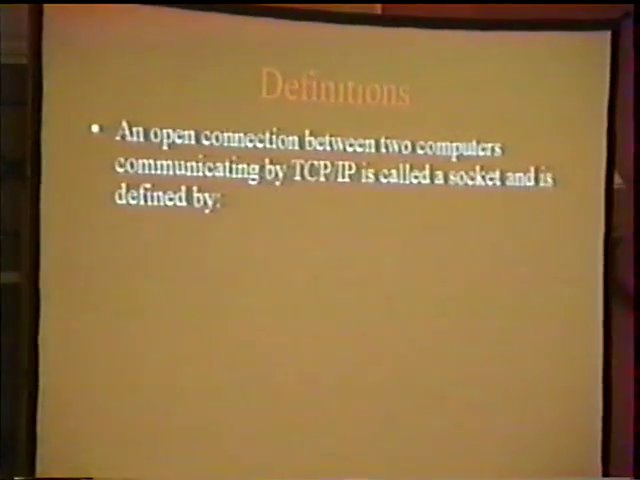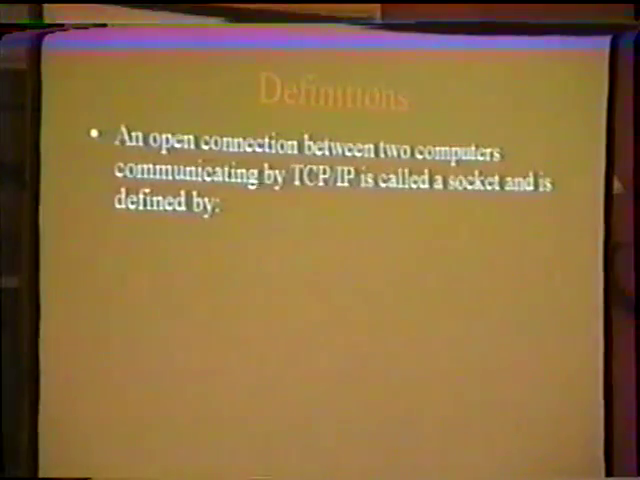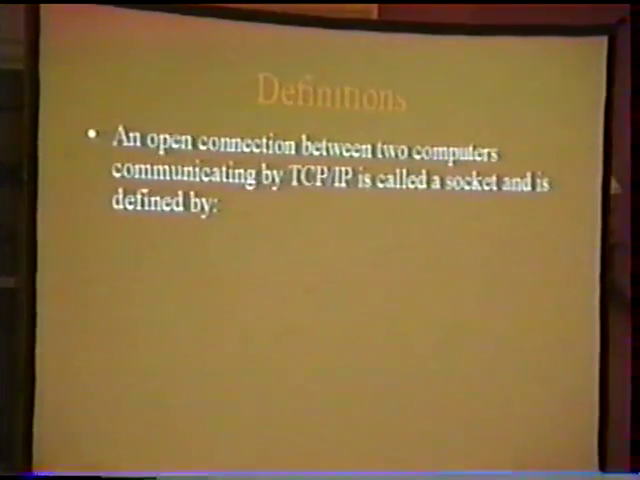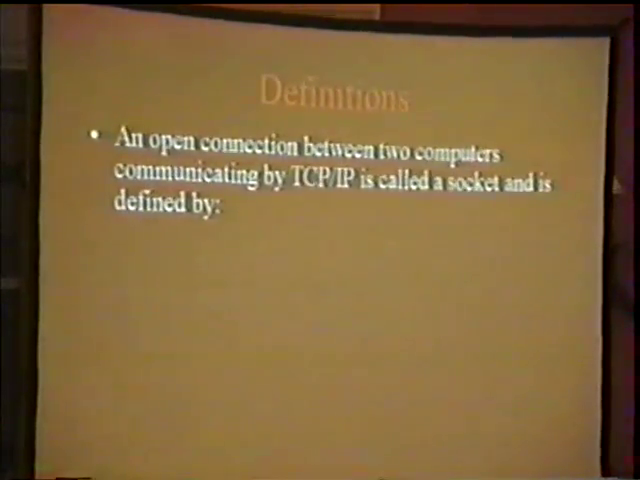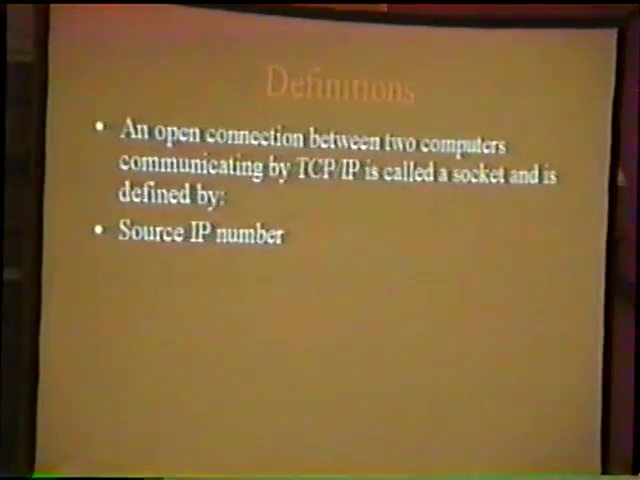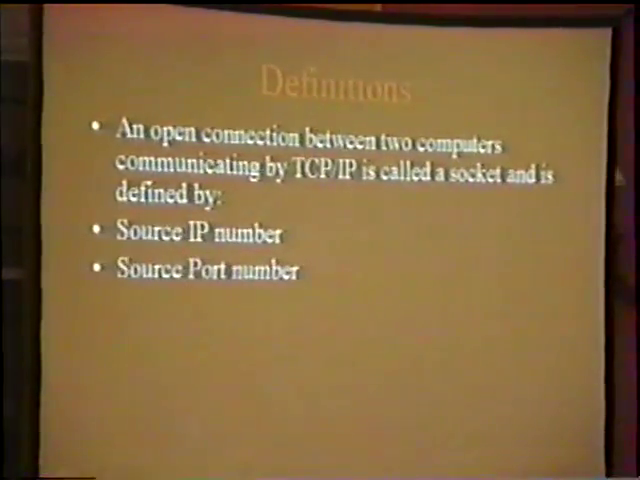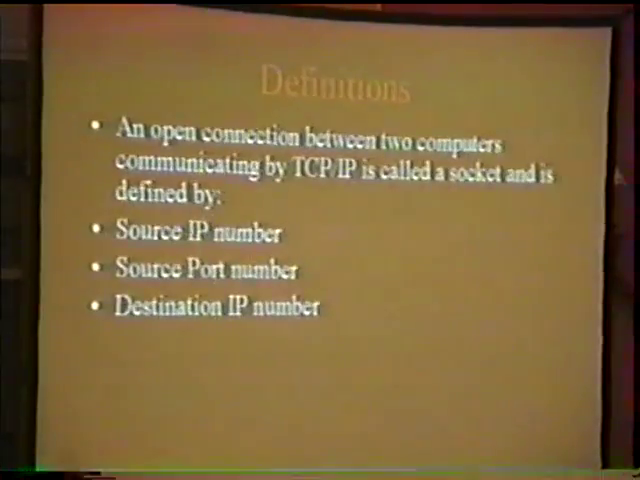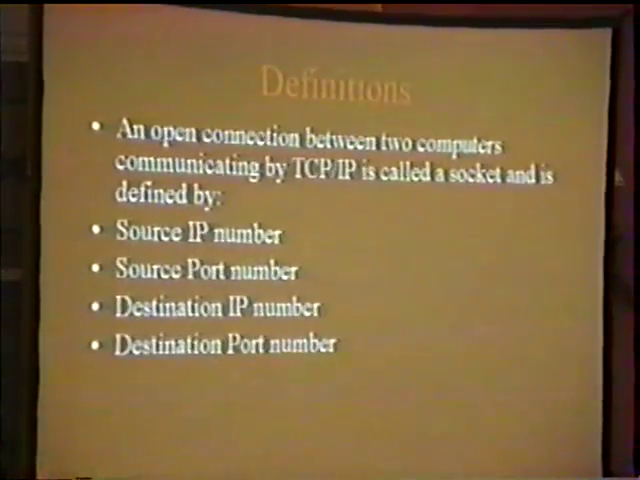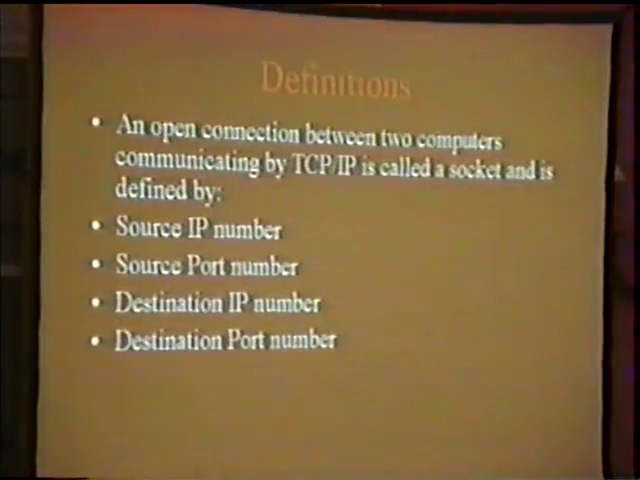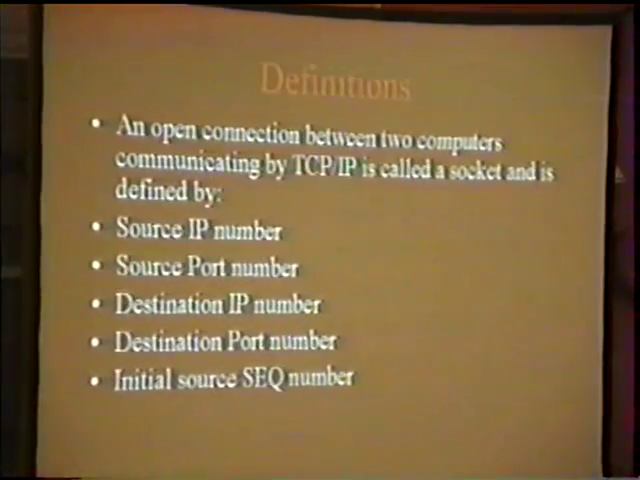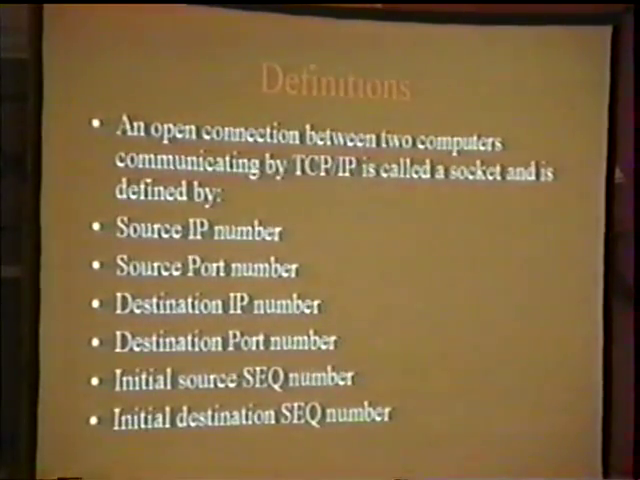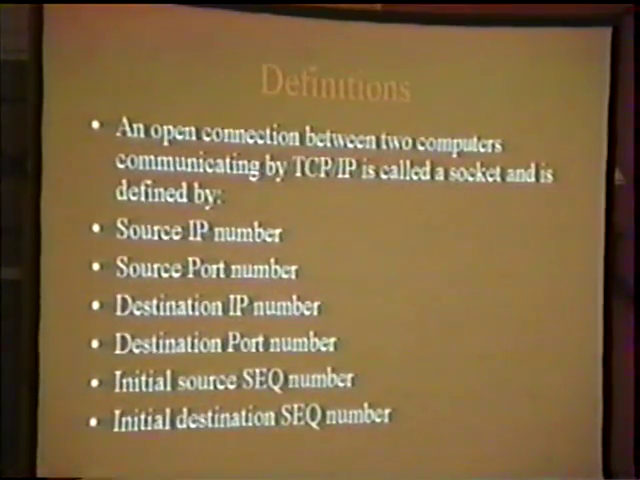Starting off with some TCP/IP definitions. This is really basic stuff. An open connection between two computers. We have a socket connection, basically a TCP/IP socket, defined by the following, of course: a source IP number, a source port number, destination IP number, destination port number, IP headers basic. You also in a TCP session have an initial sequence number and a destination sequence number, of course.